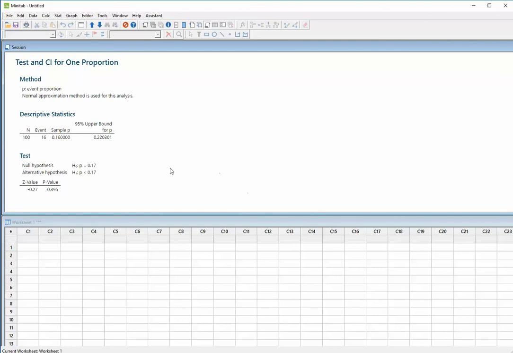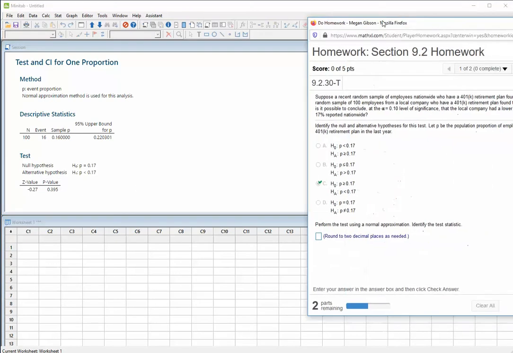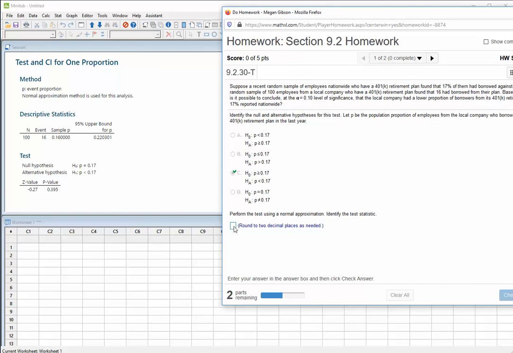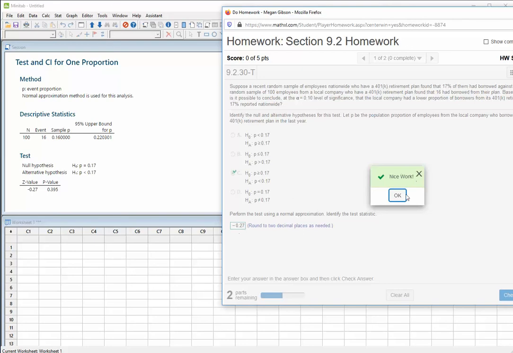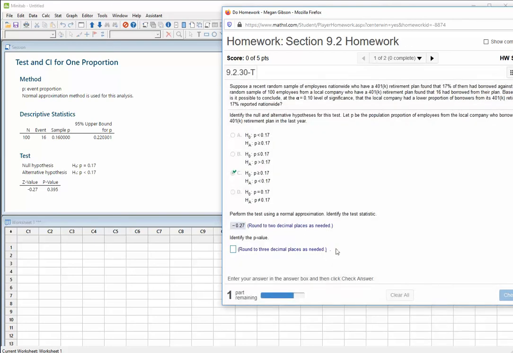Here's my results. I have my z-value and my p-value. So the test statistic is the z-value. And then I want to identify the p-value, 0.395.